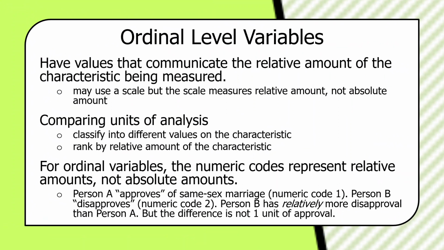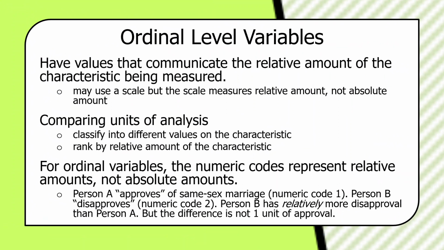Person A approves of same-sex marriage. Let's just say that's coded numeric code 1. Person B disapproves. That's coded numeric code 2. So you know that person B has relatively more disapproval than person A, but the codes just tell you the rankings. You could rank these 10 and 15. You could rank them 0 and 4, as long as the codes line up with the relative amount of the characteristic being measured. Person B has relatively more disapproval than person A, but the difference is not 1 unit of approval or disapproval. The codes just stand for relative amounts.